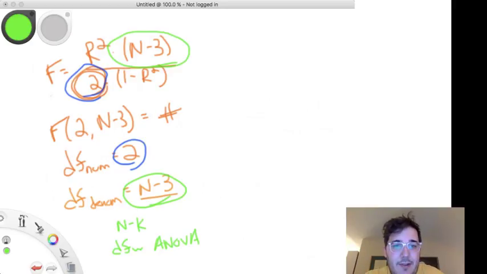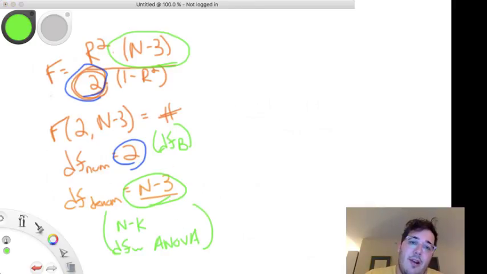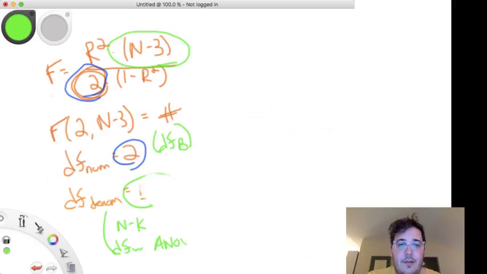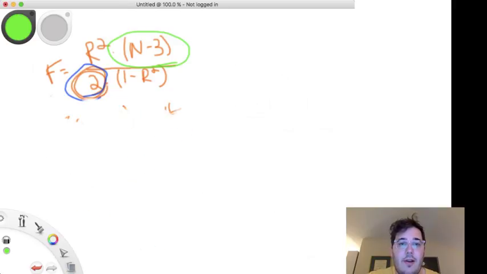So this is kind of like your degrees of freedom between, and this is kind of like your degrees of freedom within. So that's where they come from. They'll be 2 and n minus 3, and that's how you look up your critical value, the same way you would in ANOVA. You have 2, and you have some value of n minus 3. You'd use both of those to find the critical value, and then you compare your F, which is related to your multiple R, to the critical value. So that's where they come from and why they are what they are.